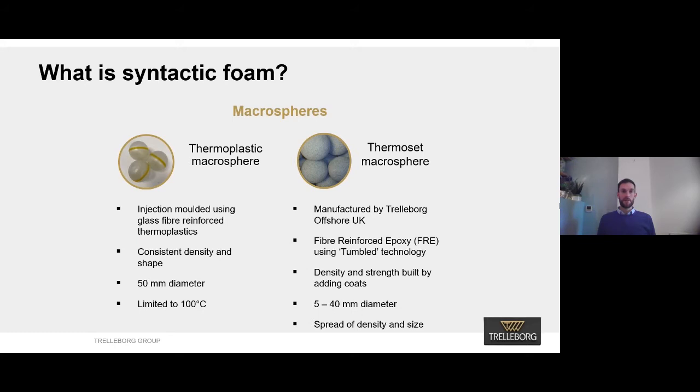Secondly, we use thermoset macrospheres, and these are manufactured in-house at Trelleborg Offshore UK in Skelmersdale, and they use fiber reinforced epoxy technology. This is a manufacturing process that we've used for years here at Trelleborg, and it's based on coating a polystyrene core with fibre and resin. The more coats you add, the higher density and higher strength the sphere becomes. We use different types of fibre depending on the application to meet different density requirements. And these spheres can range from anything from 5 mm in diameter up to 40 mm in diameter.